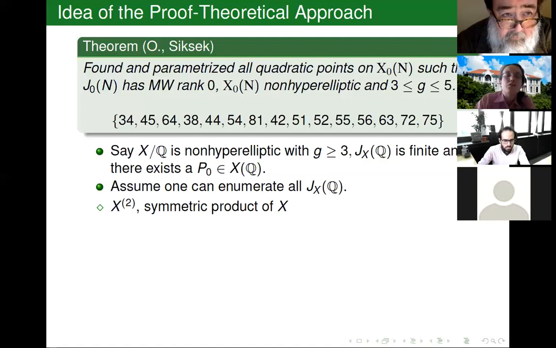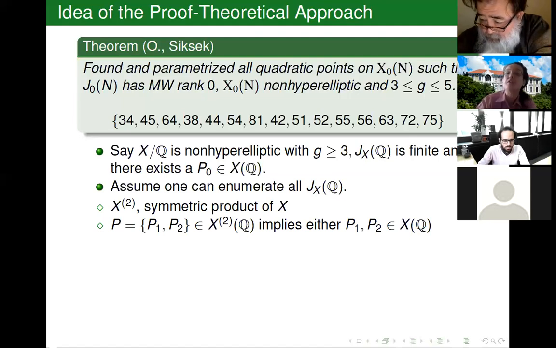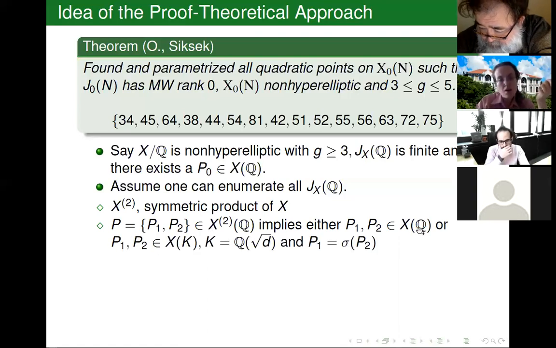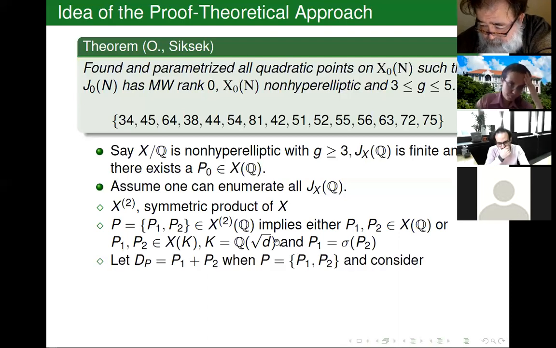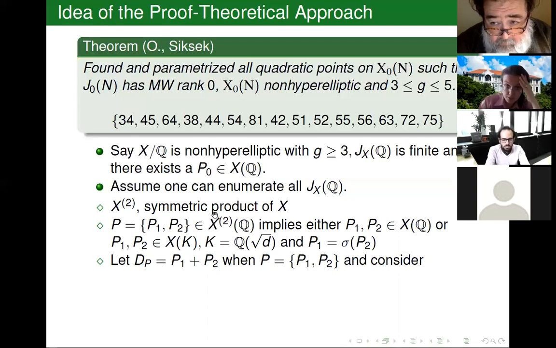Then you form the symmetric product of this curve, and a rational point on the symmetric product implies 2 things. A rational point on the symmetric product is a set of 2 points, P1, P2. Either these 2 points are themselves rational on the curve, or these 2 points are defined over a quadratic extension, and they are Galois conjugate of each other. Okay? So if you want to understand the quadratic points of your curve, you are in fact trying to understand the rational points on the symmetric product. So how can we understand this set now?